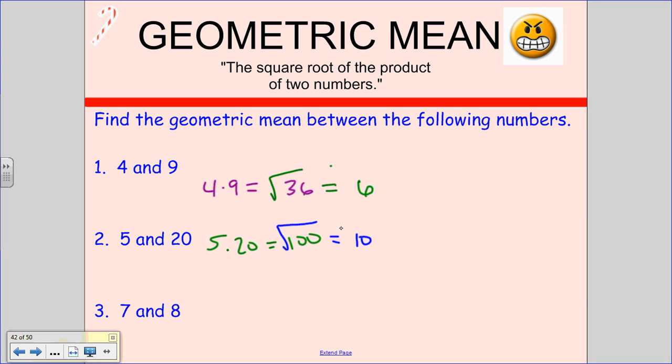Now notice how geometric mean is not the same thing as taking the two numbers, adding them, and dividing by 2. It's a little different. So now I need you to find the geometric mean between 7 and 8. I want the exact geometric mean, not a decimal approximation.